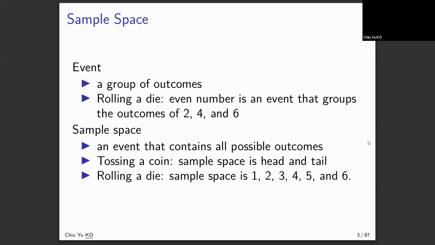And we call the event true if any one of its outcomes is true. We call the event even number happened if either 2 or 4 or 6 had happened. So that is how we define an event.